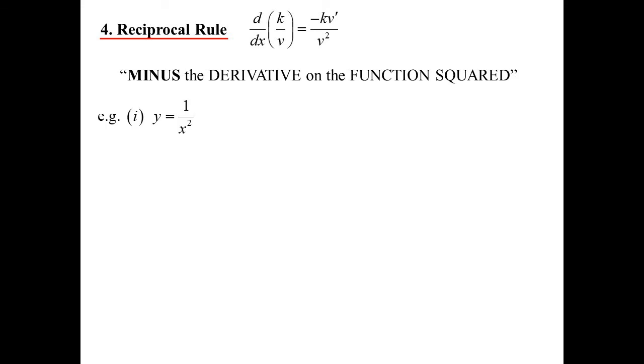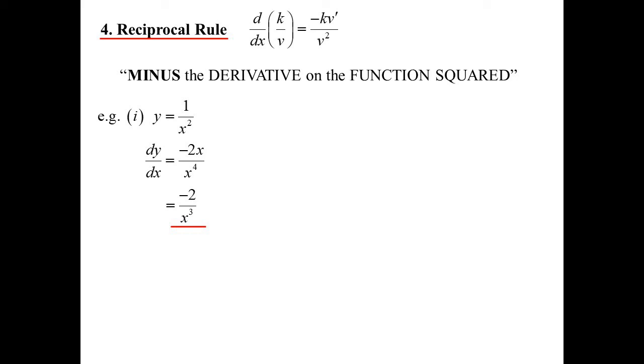So if I have 1 on x squared, well, minus the derivative on the function squared. Minus the derivative of what? Well, remember, the top's a constant. So we must be talking about the bottom. That's what we're going to be differentiating. So minus the derivative, 2x in this case, on the function squared. Square x squared, you get x to the 4. X cancels into x to the 4, minus 2 on x cubed.